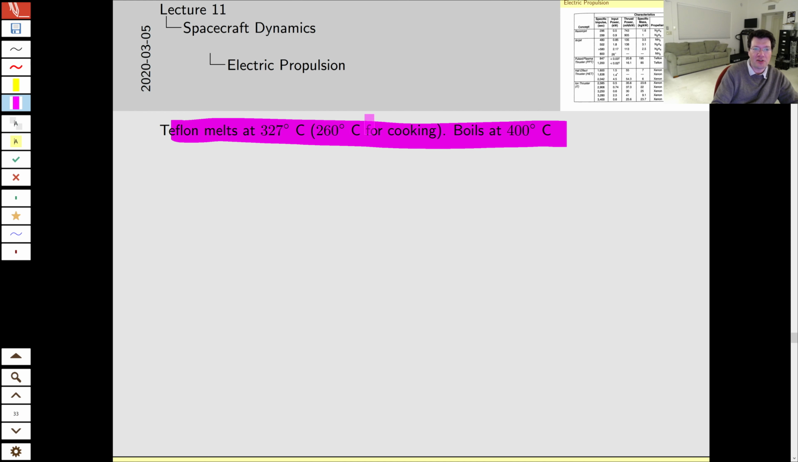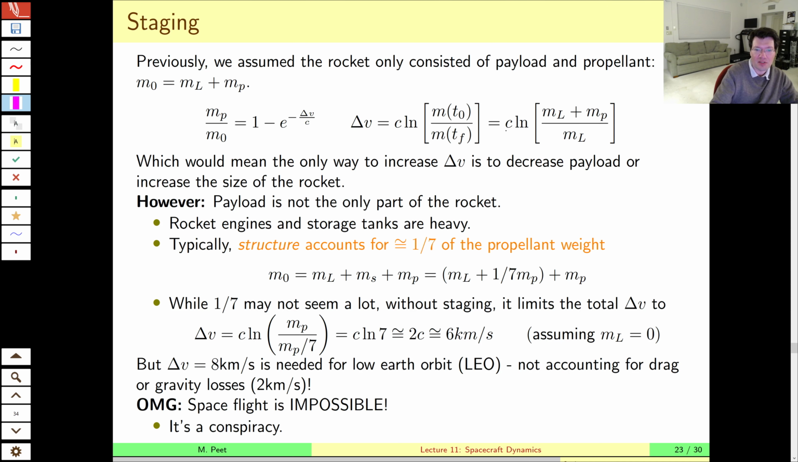Again, they're powered by Teflon, which melts at 327. If you wonder, nothing ever sticks to Teflon, but Teflon sticks to the pan. That's because between 327 and 400, Teflon does melt and then it binds. But of course, when we're talking about PPTs, we're talking about much higher temperatures, and then you want your Teflon, in fact, to ionize into a plasma.